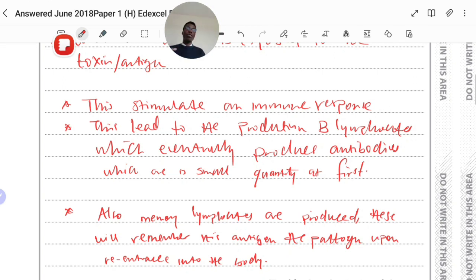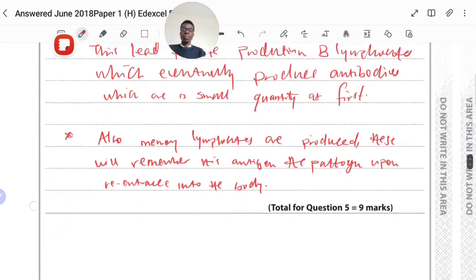So what does that mean? The first time, the B lymphocyte produces few antibodies. But if the pathogen comes in again, then within a few seconds or a few hours, there will be a lot of antibodies produced against scarlet fever specifically. Why? Because memory cells remember what it looks like, so it's going to quickly stimulate the cells of the body to attack the pathogen, as it were.